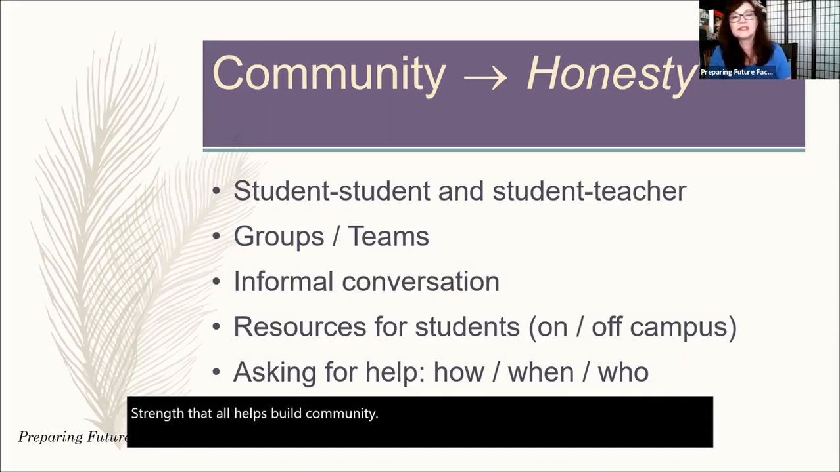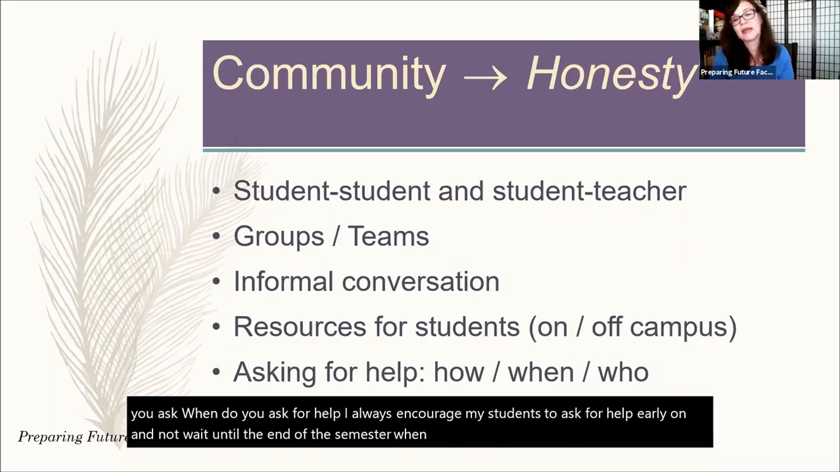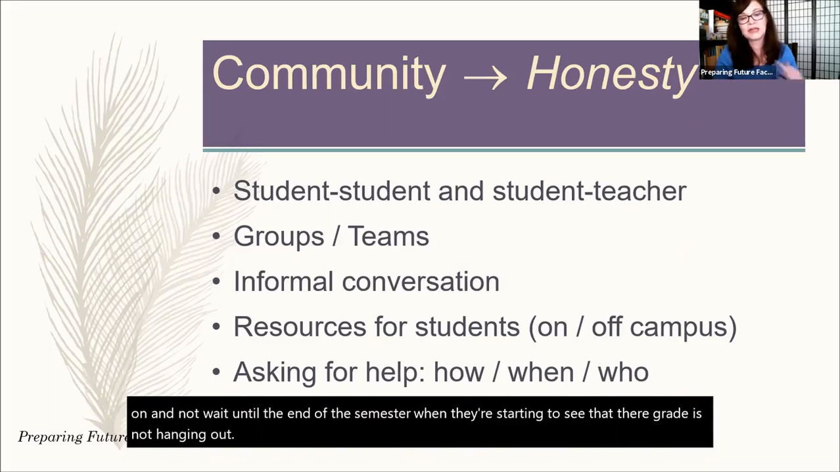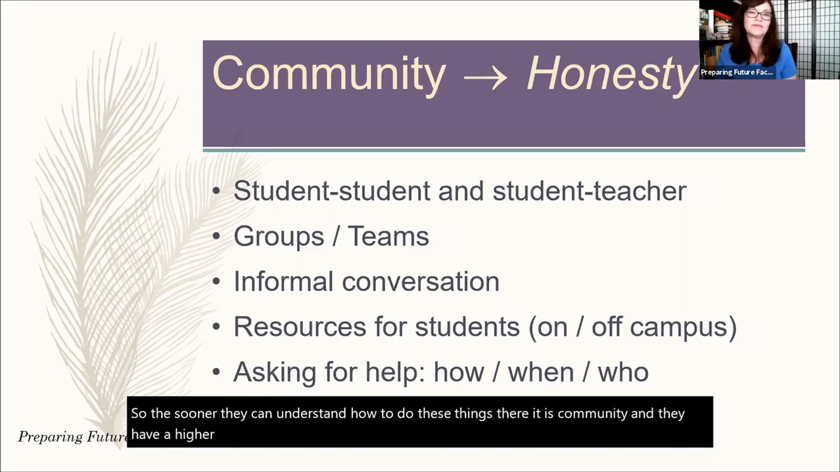The informal conversations, offering them resources, not just for academics, but off campus as well. And then again, helping them understand how to ask for help. What do you say? Who do you ask? When do you ask for help? I always encourage my students to ask for help early on and not wait until the end of the semester when they're starting to see that their grade is not panning out. So the sooner they can understand how to do these things, the better it is for them. They build community, and they have a higher chance of avoiding that temptation to cheat.